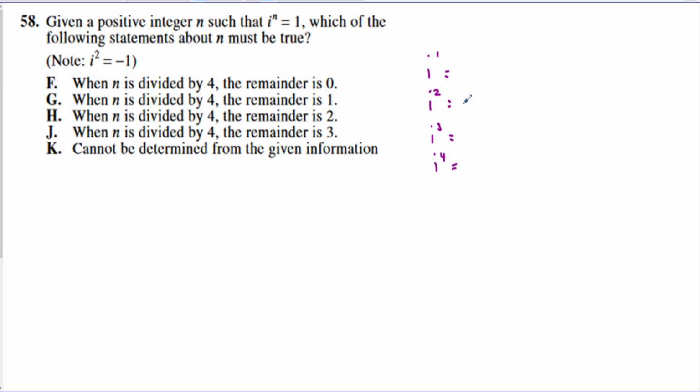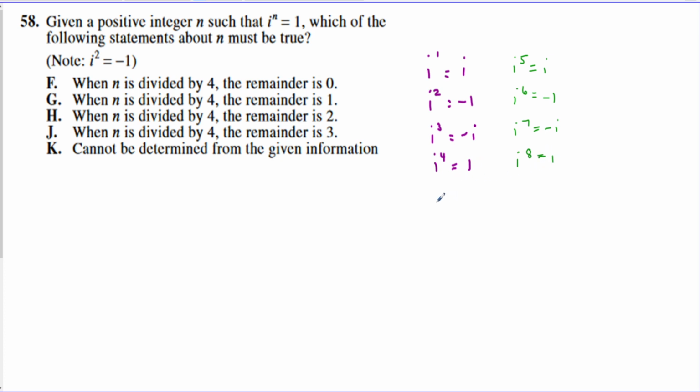i to the first is just regular old i, anything to the first power. i squared, they're actually telling you over here, that's negative 1. i to the third is negative i. i to the fourth is going to be positive 1. What the cycle of i does is that when we go to i to the fifth, it's going to jump back to the top of this list. i to the fifth is also equal to i, i to the sixth is also equal to negative 1, i to the seventh is also equal to negative i, and i to the eighth is also equal to 1.